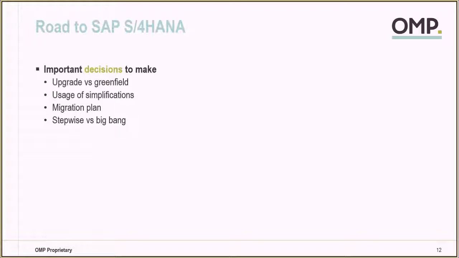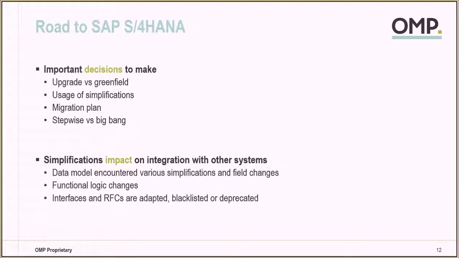We see that our customers on their road to SAP S/4HANA have important decisions to make. They have to decide whether to go greenfield or an upgrade of current systems, whether or not to make use of simplifications, how to migrate, stepwise, big bang, and so on. We see that simplifications of SAP S/4HANA anyhow impact integration with other systems. There are various simplifications bringing changes to the data model, to functional logic, and to interface and RFCs, which are either adapted, blacklisted, or deprecated.